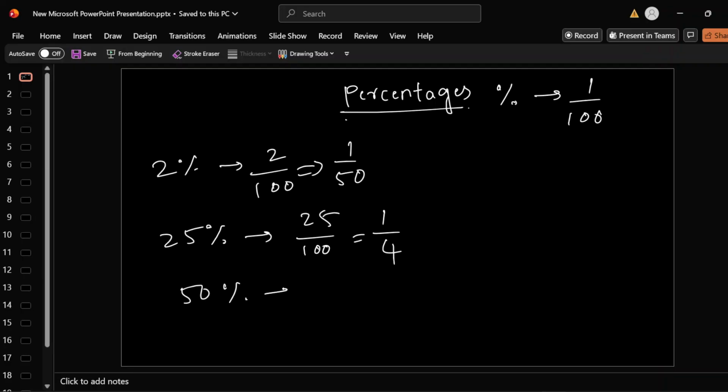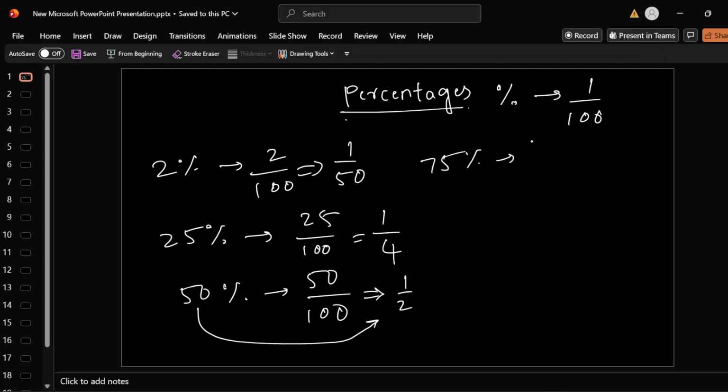50% means 50 by 100. Percentage means by 100, so we are dividing 50 with 100. Then we will be getting 1 by 2. So here we have to directly remember 50% means 1 by 2 in fraction. And in a similar way, 75% means 3 by 4. And 100% means 100 by 100, that is 1. And 100% of every value is the number itself.